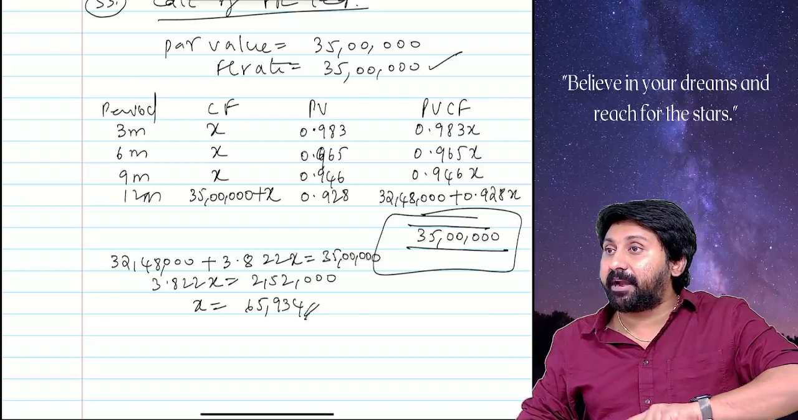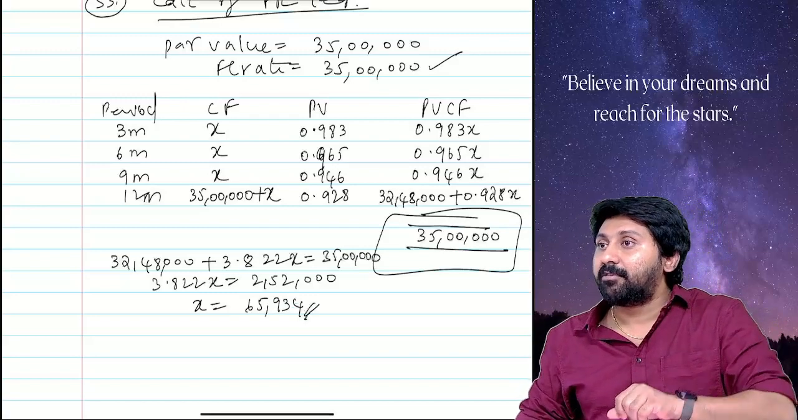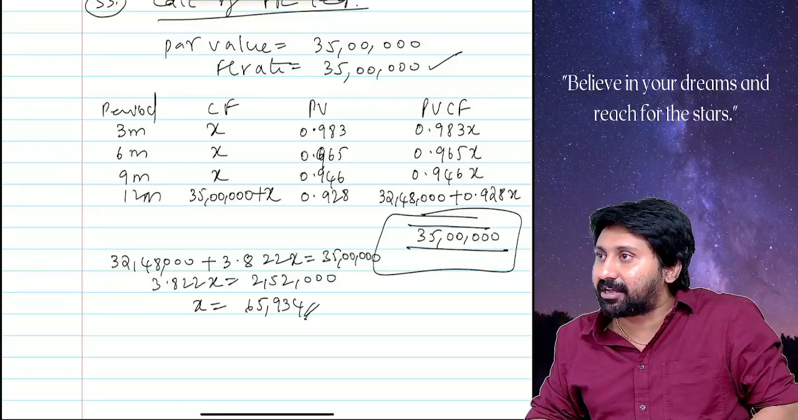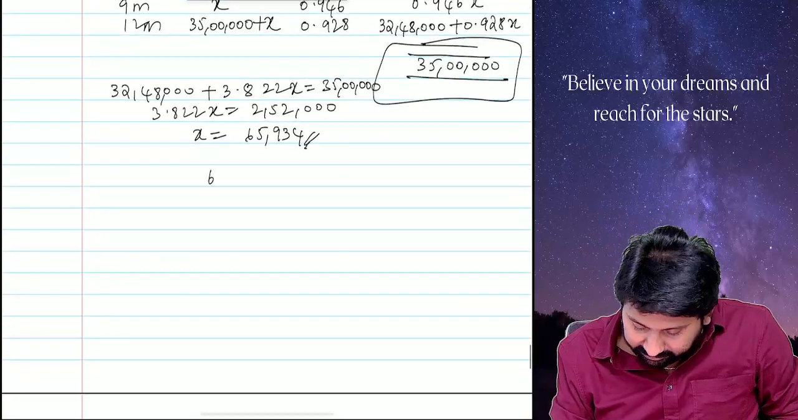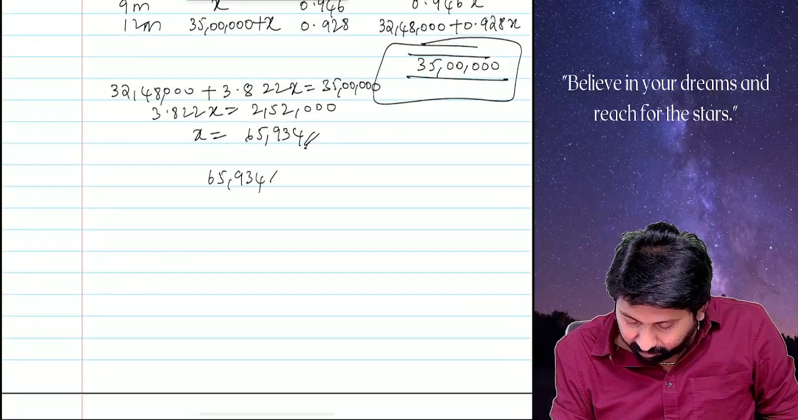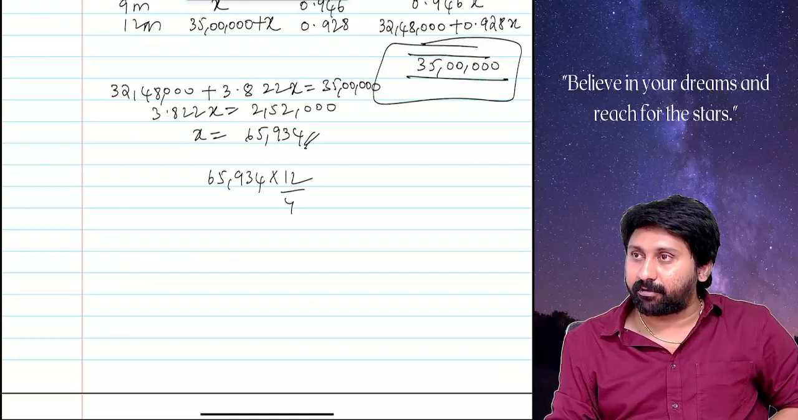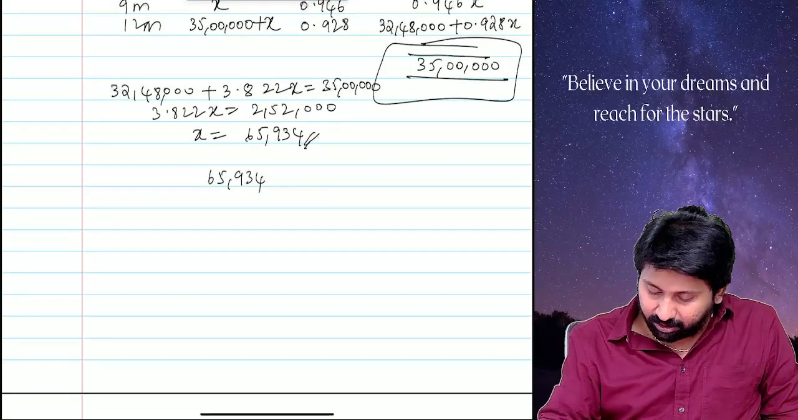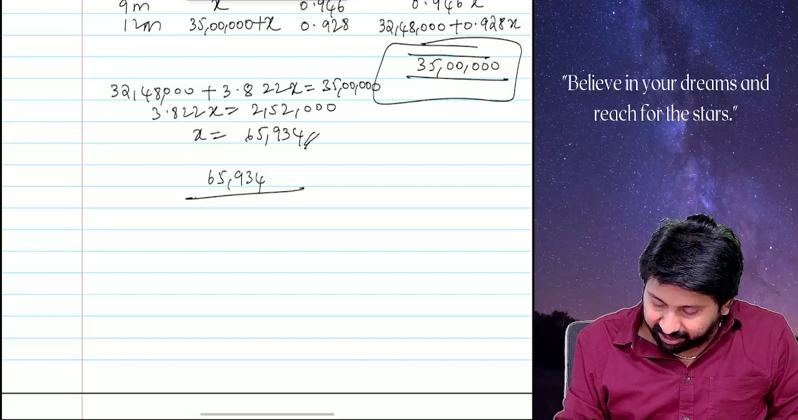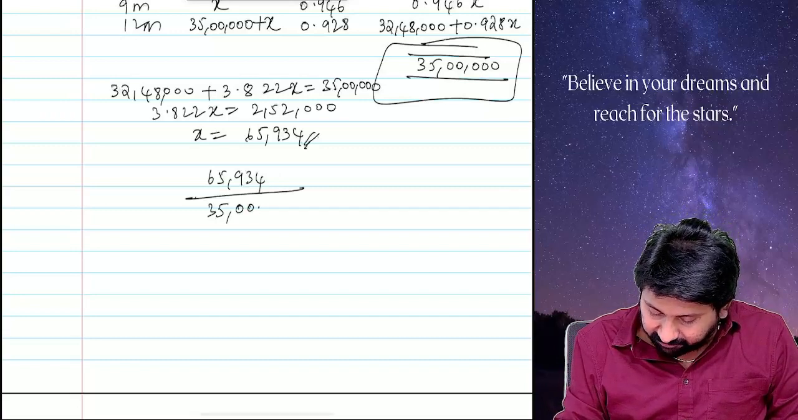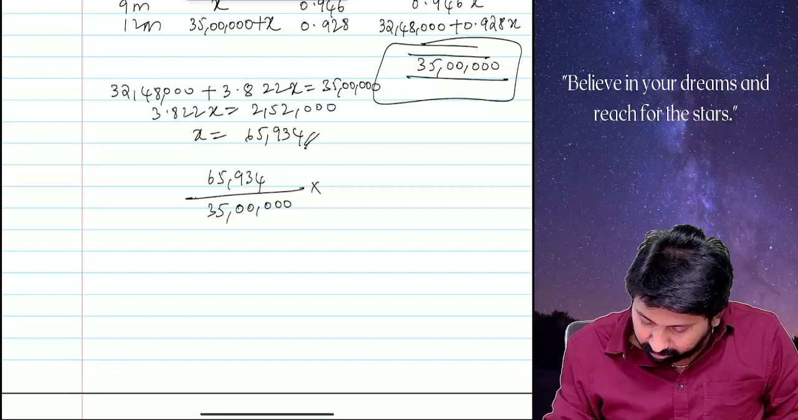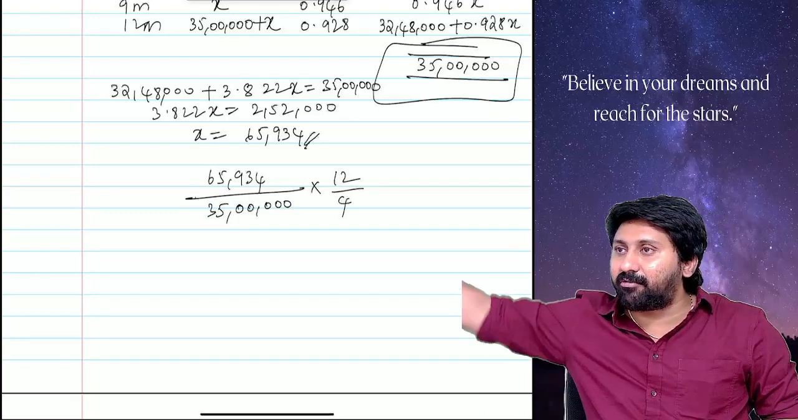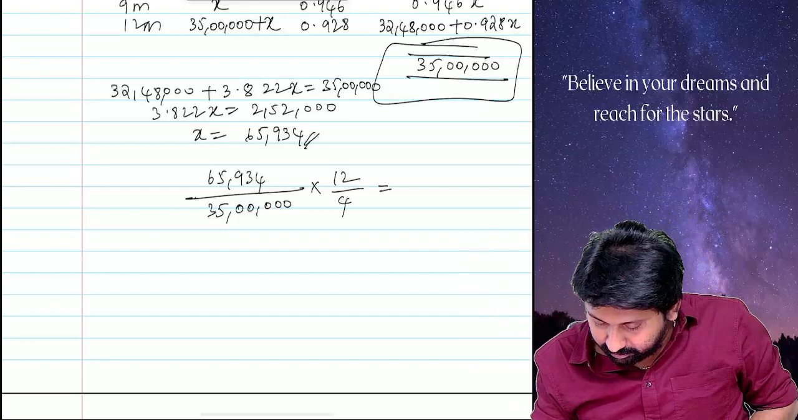This is the interest paid for how many years? 1 quarter. We want always on per annum basis. Tell me. 65,934 into 12 by 4. Or rate you calculate. Rate you tell me. How much is the 65,934 on 35 lakhs into 12 by 4. Understood? How we are doing? 0.056.